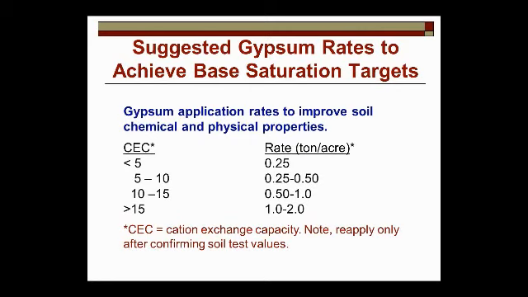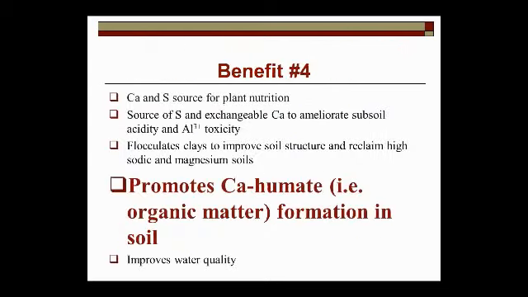if the CEC is less than 5, maybe about 0.25 ton per acre. If the CEC is larger than that, all the way up to greater than 15, we'll recommend 1 to 2 tons per acre. And that can be adjusted every year based on soil test.